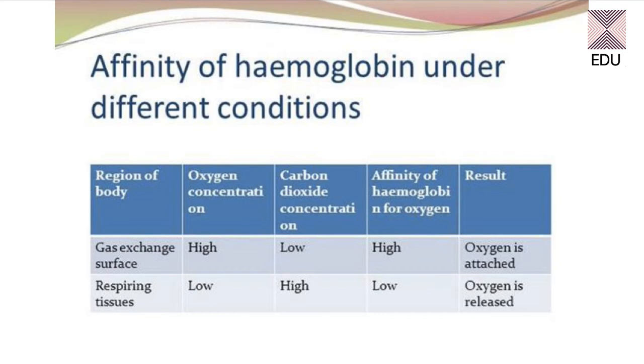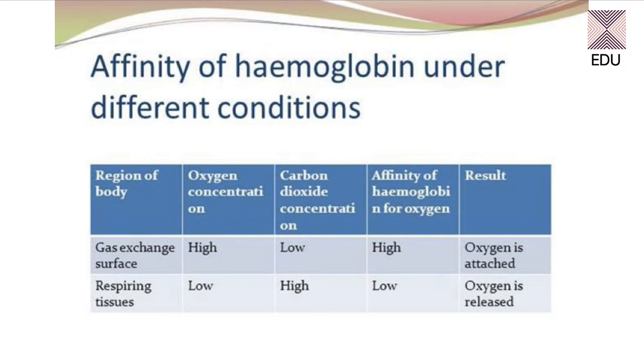It will combine with oxygen, it will take up oxygen and form oxyhemoglobin. Now if you see the lower line, it is at the tissue level, the respiring tissues. So what is the oxygen concentration at the tissue level? It is low. What is the carbon dioxide concentration at the tissue level? It is high. So what is the oxygen affinity for the hemoglobin? It is again low.